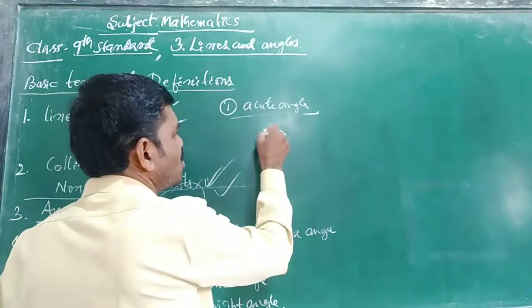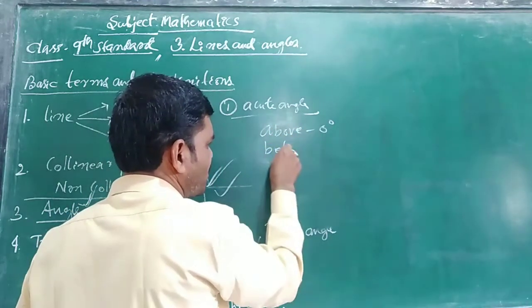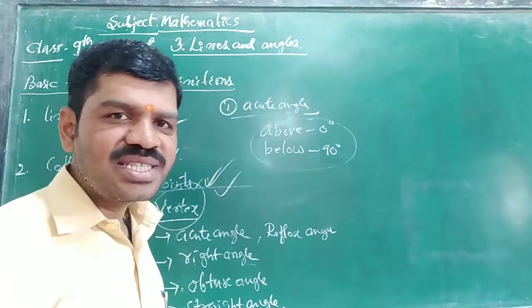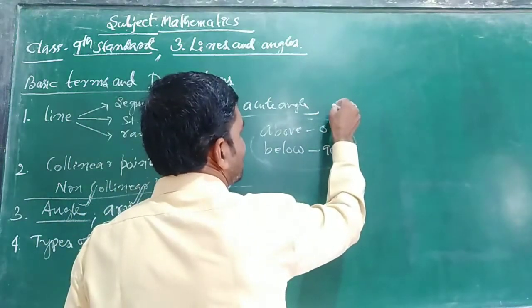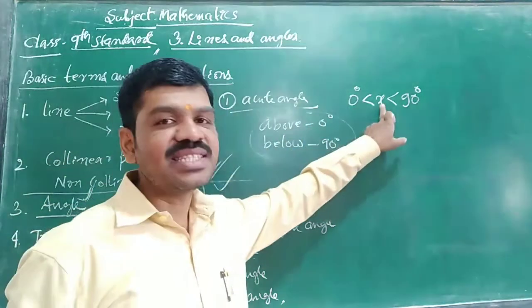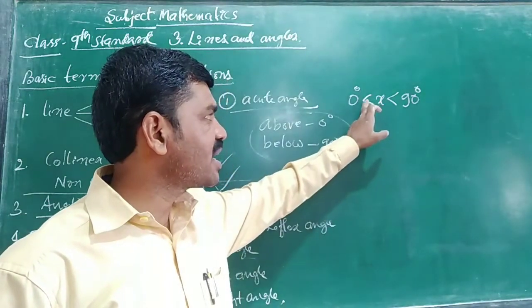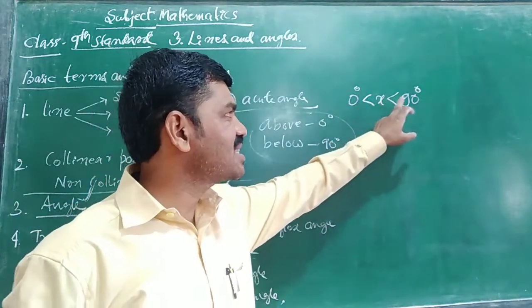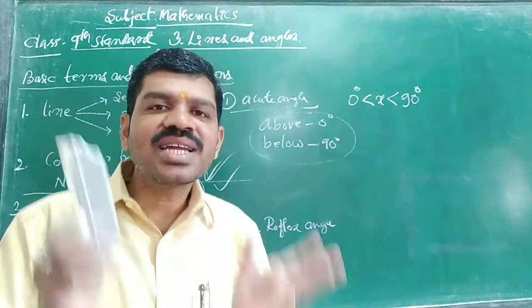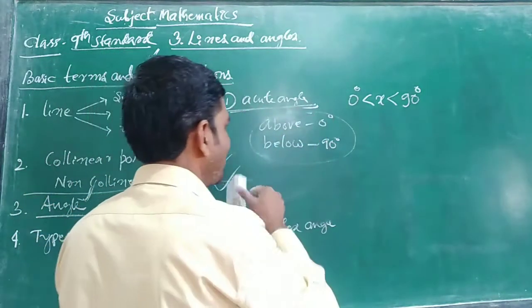So that is above 0 degree, below 90 degree. Symbolically, acute angle is written as: X is an acute angle. So this is greater than 0 degree and this angle is less than 90 degree. Means acute angle is more than 0 degree, less than 90 degree. This type of angle is called acute angle.